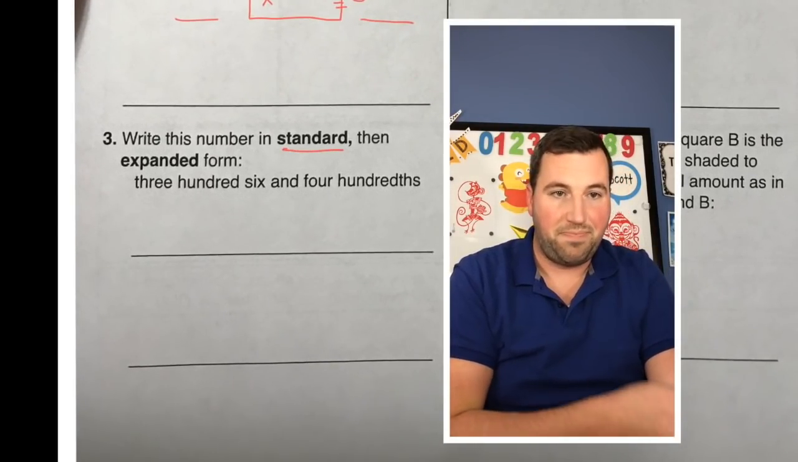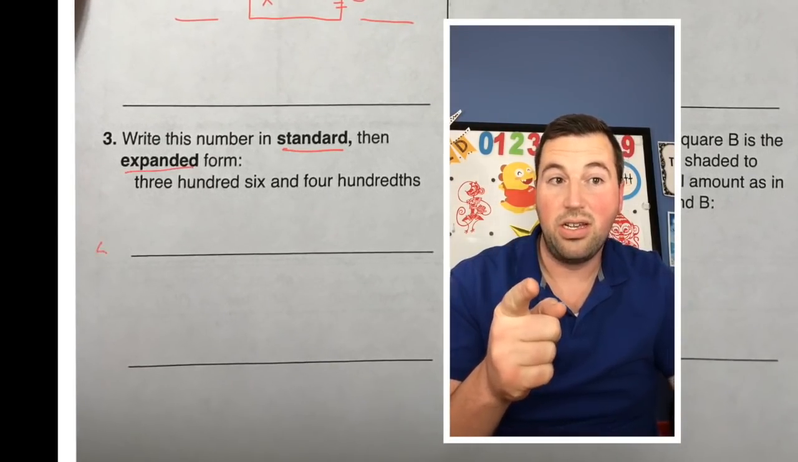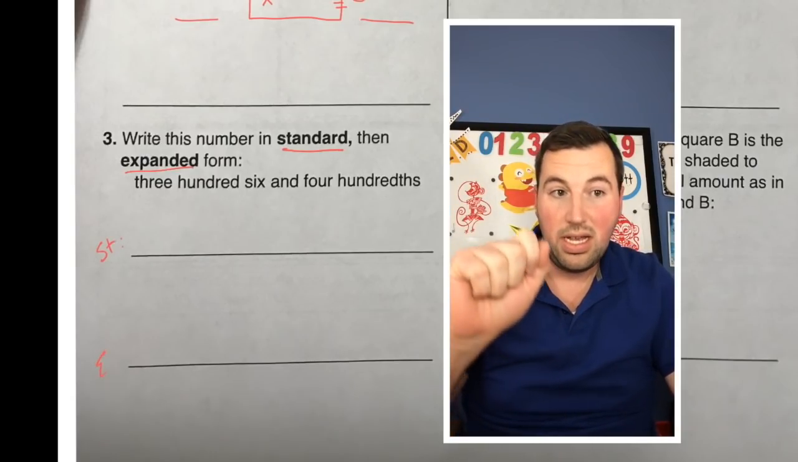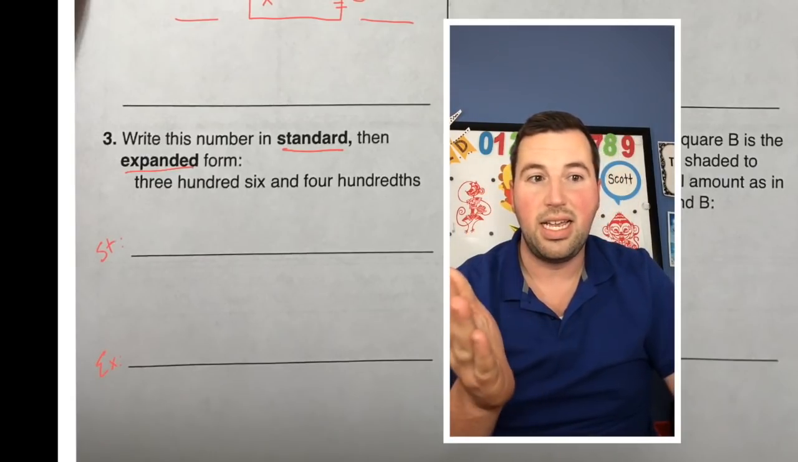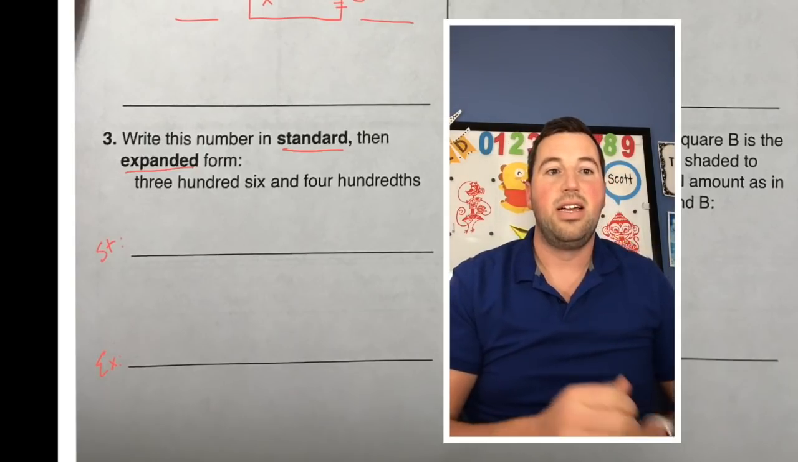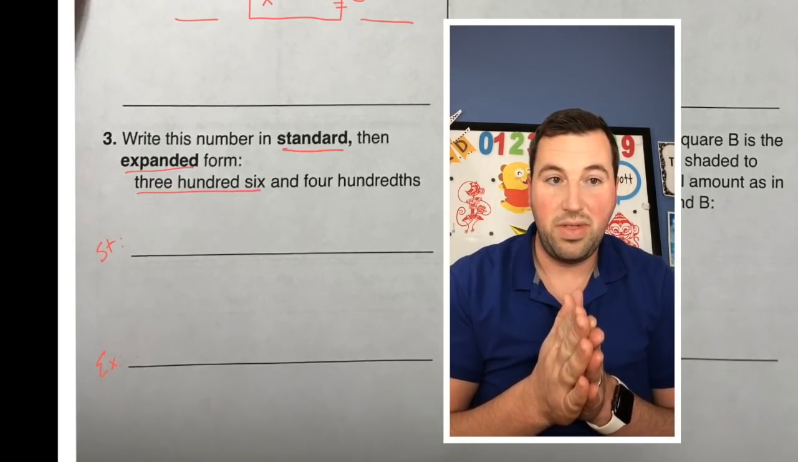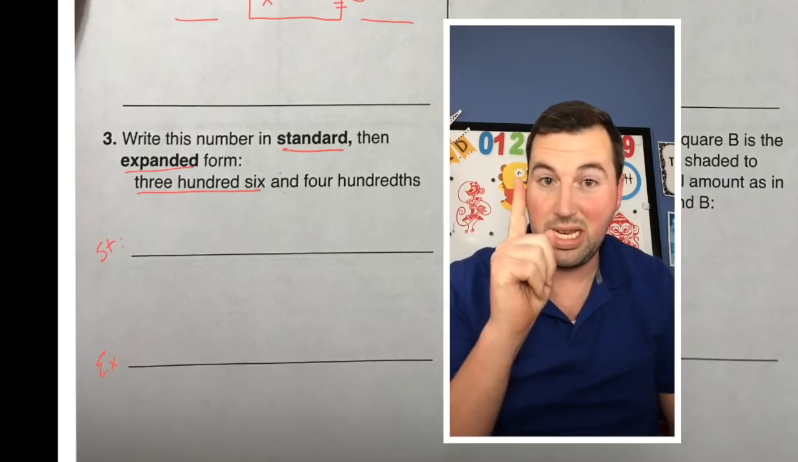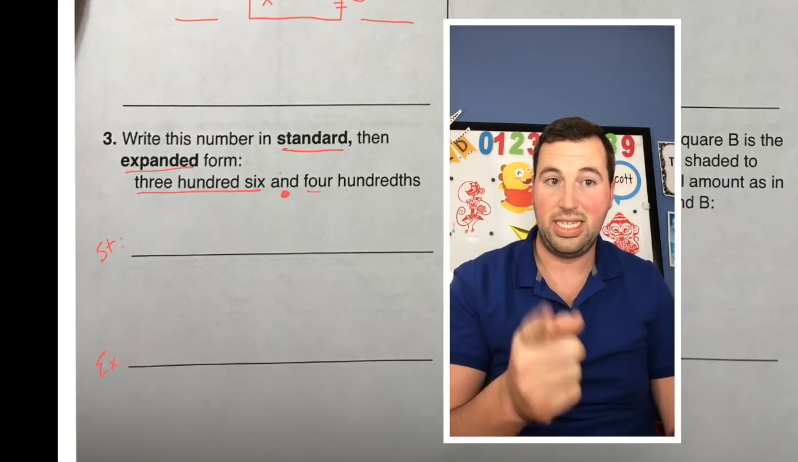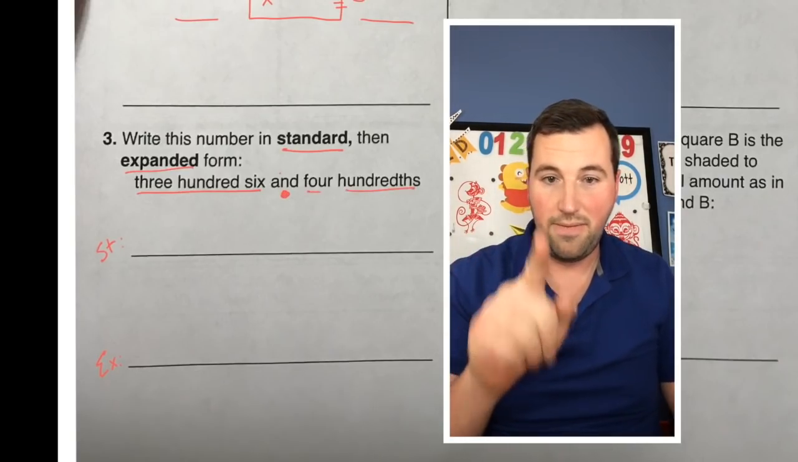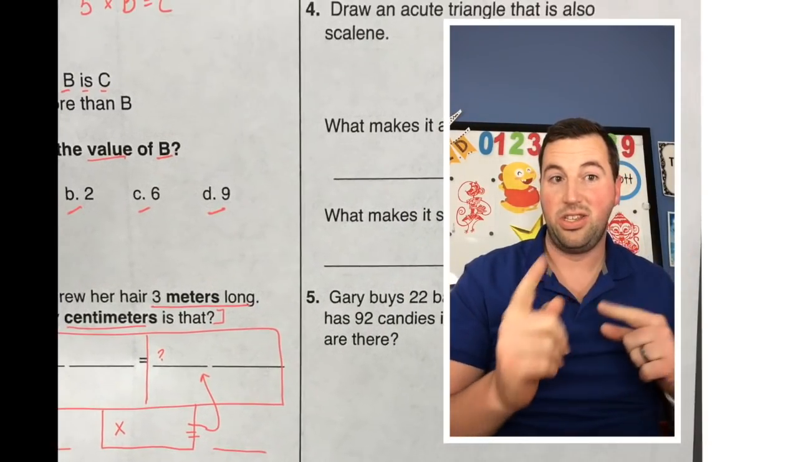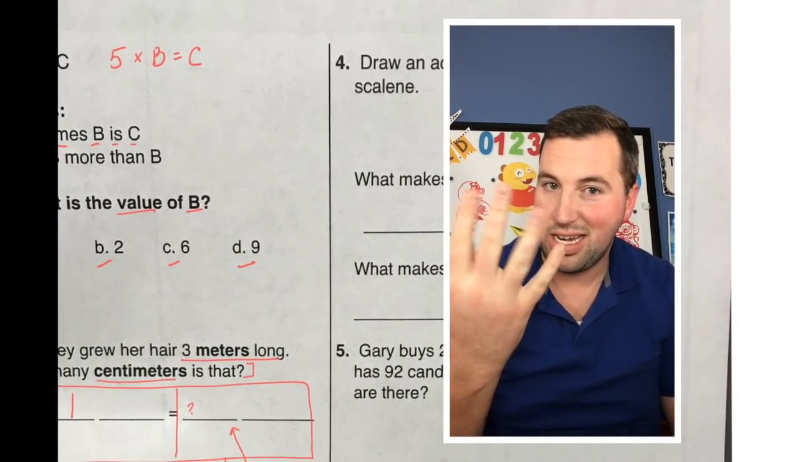All right, now, write this number in standard and then expanded. So I'm just going to put an ST and an EX right here. Remember when we do this, that little word "and" means decimal. So 306 and 400. So let's think, take it to the right. Where's that 4 going to need to be?